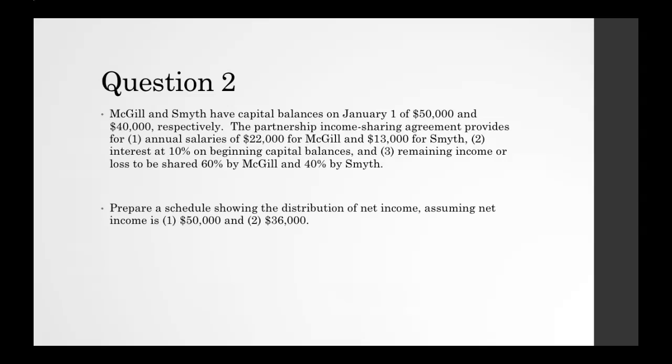So we need to figure out the distribution of net income. First, we'll assume that net income is $50,000, and then we'll do it again, assuming that our net income is only $36,000.